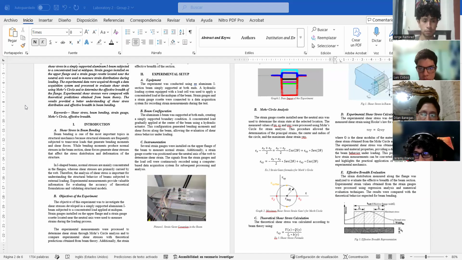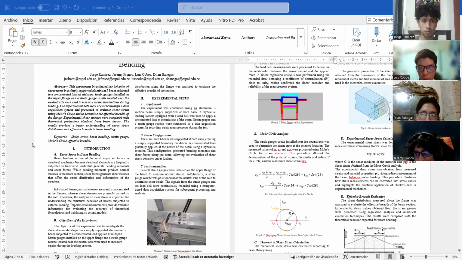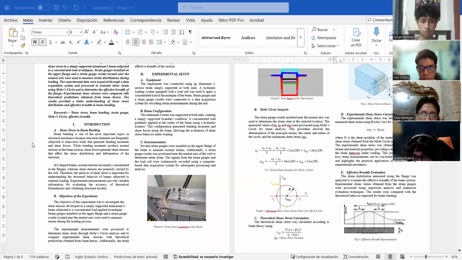For this, the experimental setup was, first, the beam. We also used the strain gauges and a hydraulic loading system with a load cell to obtain the value of the force. The instrumentation was the strain gauges. Additionally, the strain rosette was used for obtaining gamma.